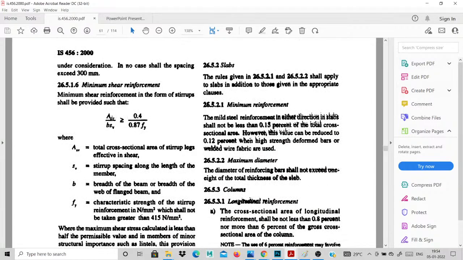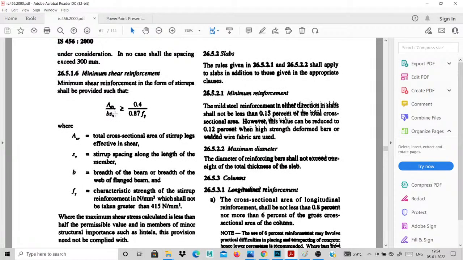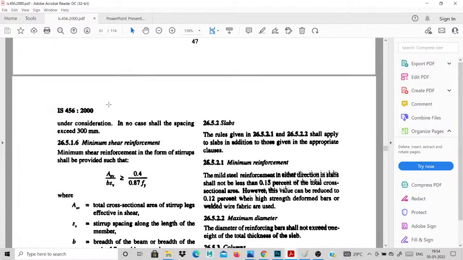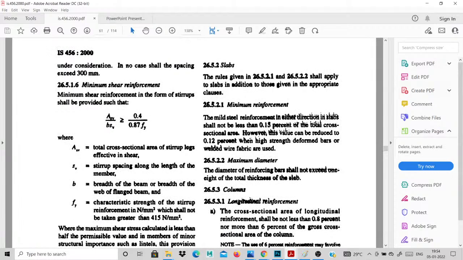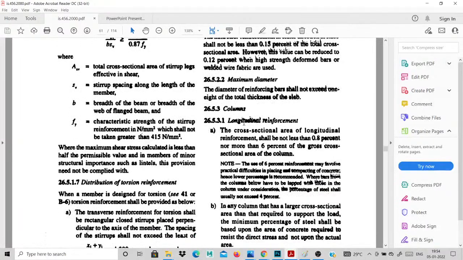Then this is the shear formula. So all the formulas are given in this code book also. Page number 47 and 40, for the beam, all the things are given. Next, column. See, this is a column.